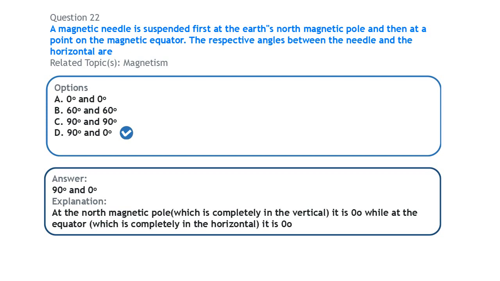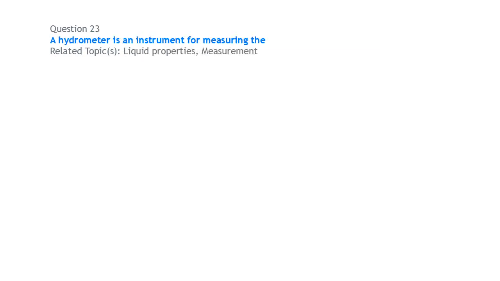90 degrees. The north pole is completely in the vertical. So the angle is going to be 90 degrees, while at the equator, which is in the horizontal, the angle would be 0 degrees. That is, if the needle is lying in the equator, then the angle between the needle and the equator is going to be 0 degrees if it is lying in the horizontal. So we have 90 degrees and 0 degrees.